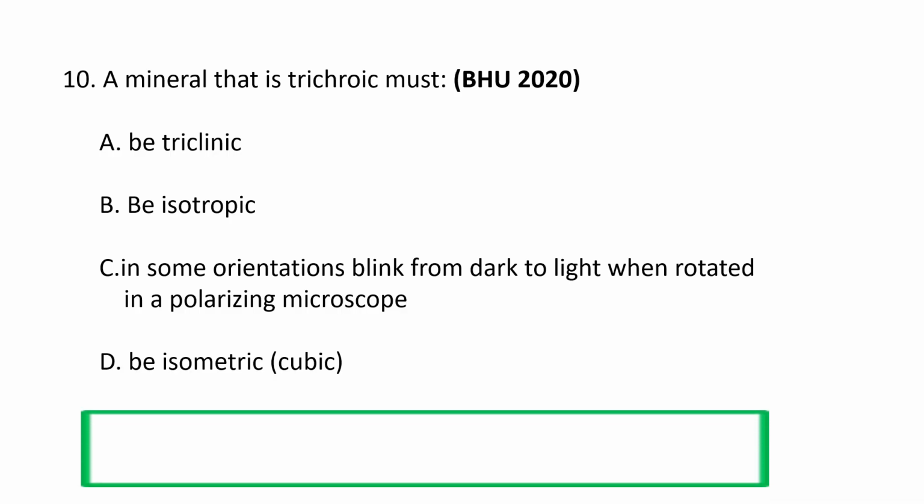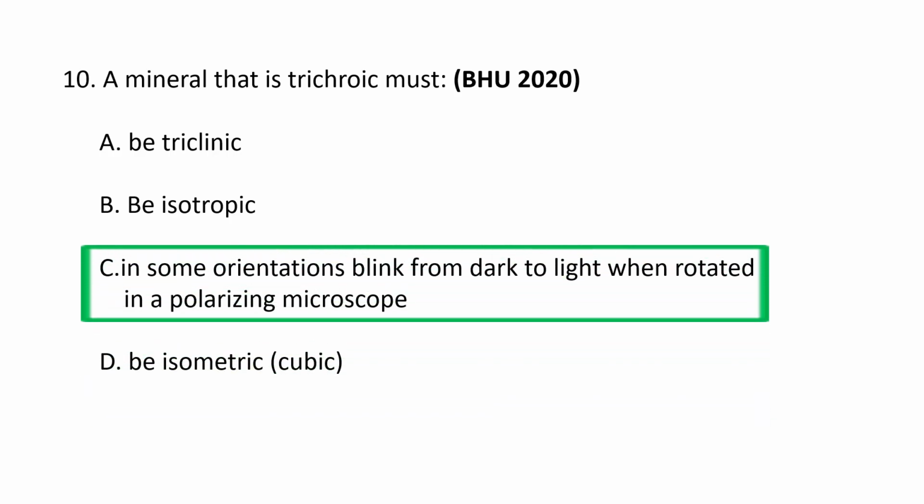A mineral that is trichroic must be, in some orientations, it blinks from dark to light when rotated in a polarizing microscope. A trichroic mineral will indeed appear to blink from dark to light when rotated in a polarizing microscope under certain orientations. This is because trichroism is a form of pleochroism. It means the mineral absorbs light differently along three crystallographic directions. When a mineral is rotated in plane polarized light, it will display different colors depending upon how its crystallographic axes align with the direction of the polarization.